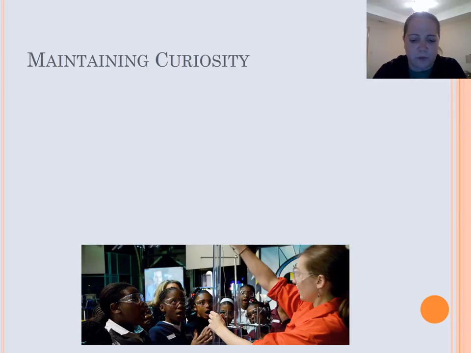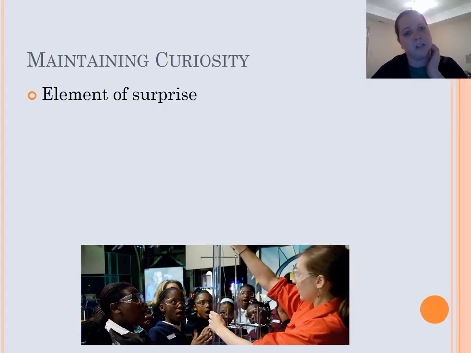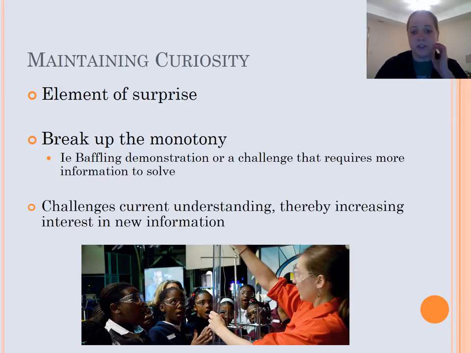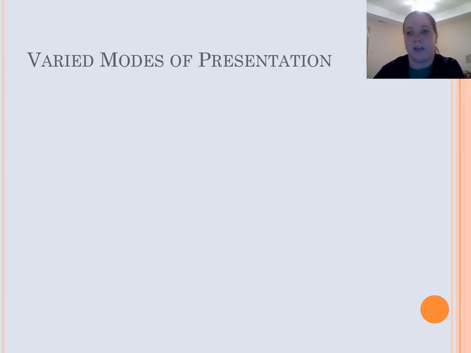Next is maintaining curiosity, and this can be difficult to do in a 47-minute lecture. It's really important to break up your instruction time and incorporate more than just sitting and lecturing at the kids. I found that freshmen just really cannot handle that. So to maintain curiosity, sometimes I'll use an element of surprise. Science is good for that because there's all kinds of neat things that you can show kids. So I break up the monotony with a baffling demonstration or a challenge that requires a bit more information to solve, because if they see something that they don't understand, but they're interested in it and want to understand, what it's really going to do is increase their interest for that new information. And I found that this has been really effective in helping maintain the curiosity for a subject.